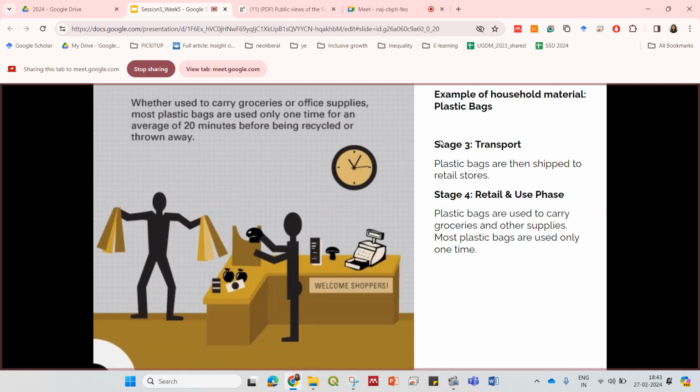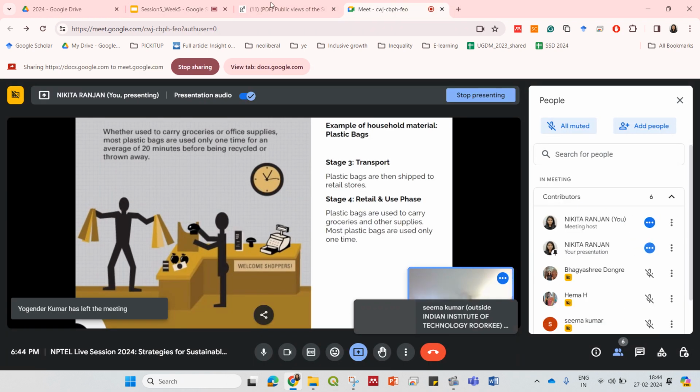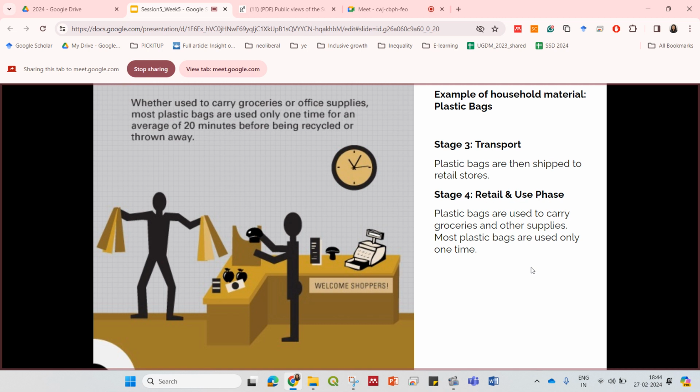Then after processing, it is transported and shipped to retail stores. So that is stage 3 of the life cycle of the plastic bag, which is transport. And then comes stage 4. After being shipped to the retail stores, plastic bags are used either to carry groceries or other supplies. So this is stage 4, the retail or use of the plastic bag.